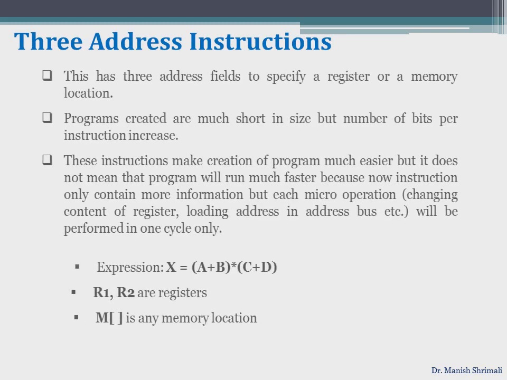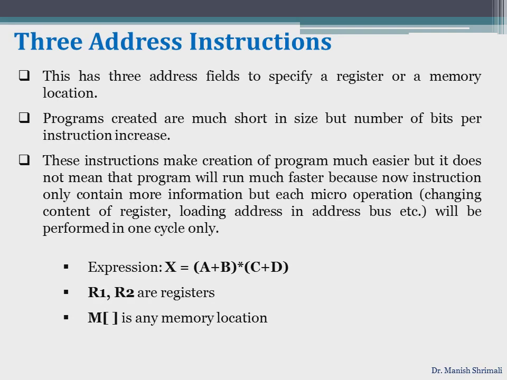In the three address instructions, you can see that there are three address fields to specify a register or a memory location. The programs created are much shorter in size, but the number of bits per instruction increases in such three address instructions. These instructions make creation of programs much easier, but it does not mean that the program will run much faster, because the instructions only contain more information, but each micro operation will be performed in one cycle only. That is, changing the contents of a register, loading an address in the address bus, etc., will be performed in one cycle only.